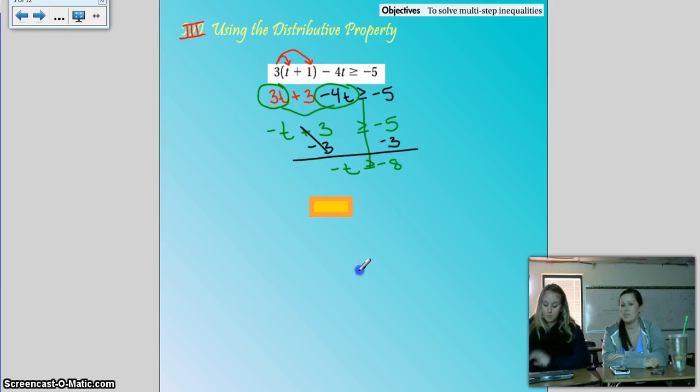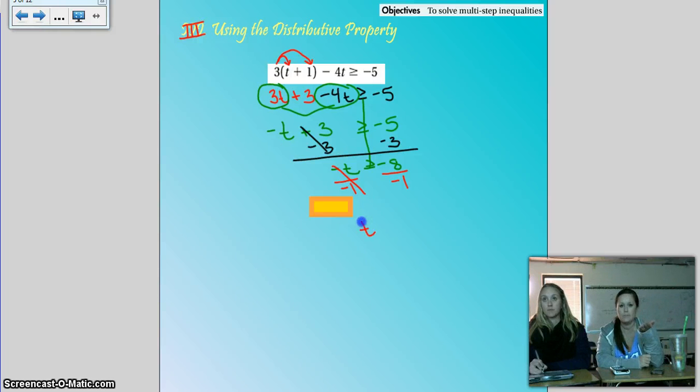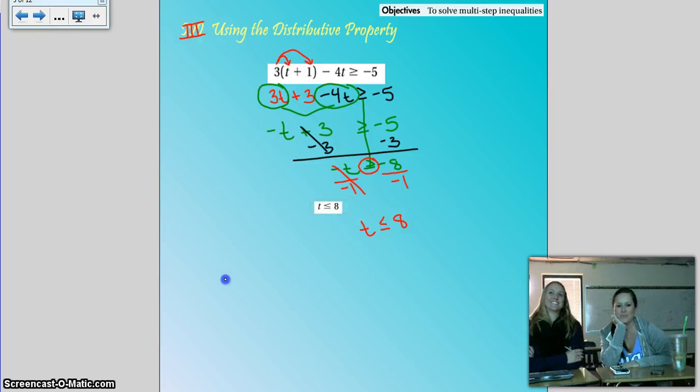Done? Nope. Some of you did this on your chapter 2 test. I don't want to know what -t is. I want to know what regular t is. So divide by -1. T is less than or equal to, nope, is greater than or equal to. Oh, I divided by a negative. I would have gotten it wrong. Flip the sign. So then we got 8.